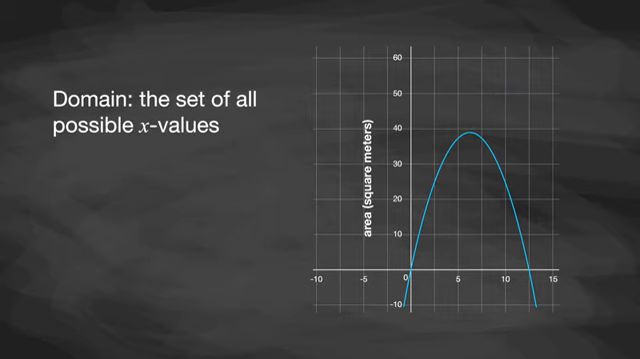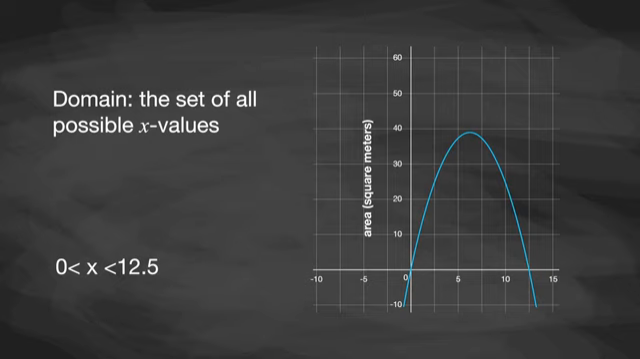The domain of any function is the set of all the possible x values. In a generic quadratic function, the domain is all real numbers. For this graph, since the x values are possible side lengths and the y values are the area of a square, we need to find a reasonable set of values.